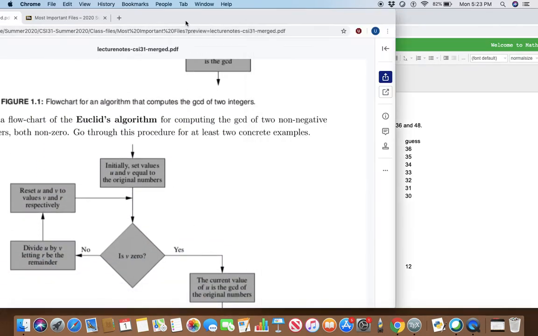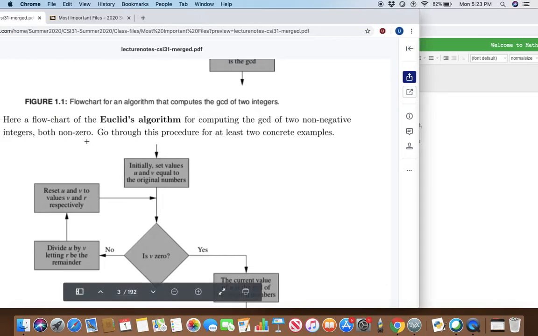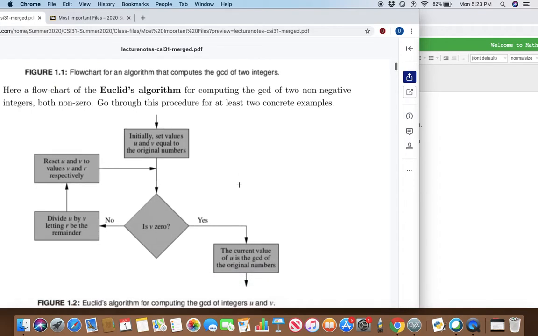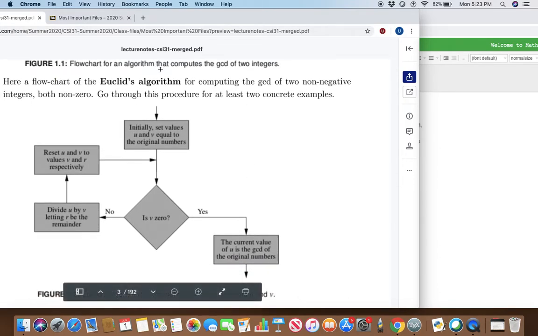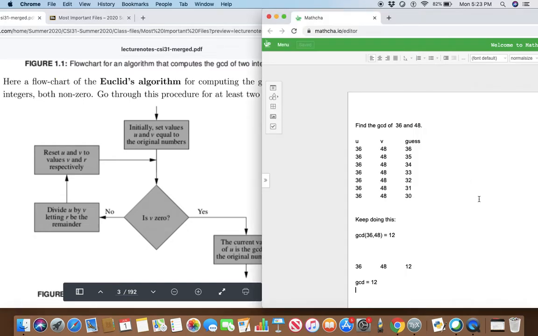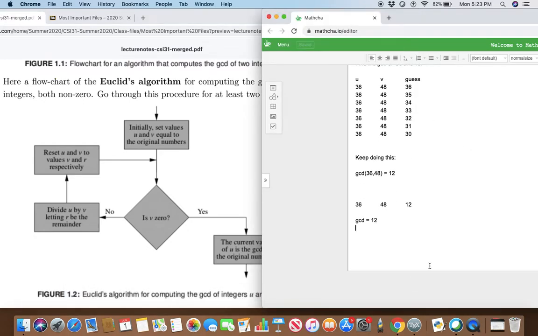Now, here is a more efficient algorithm, that is the Euclid's algorithm. You have probably learned this in your CSI30 class. Regardless, what is Euclid's algorithm? Okay. Initially, set values u and v equal to the original numbers. Okay, so let's do that. So now you are going to work with Euclid's algorithm.